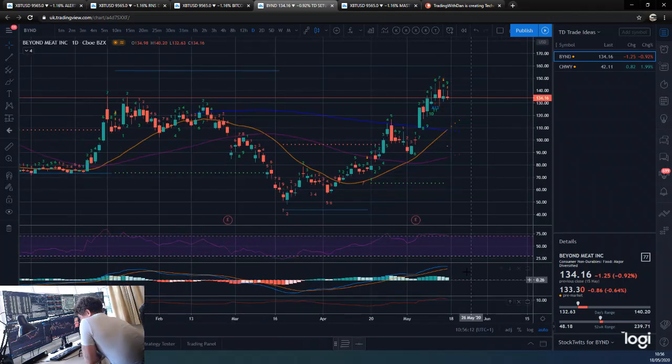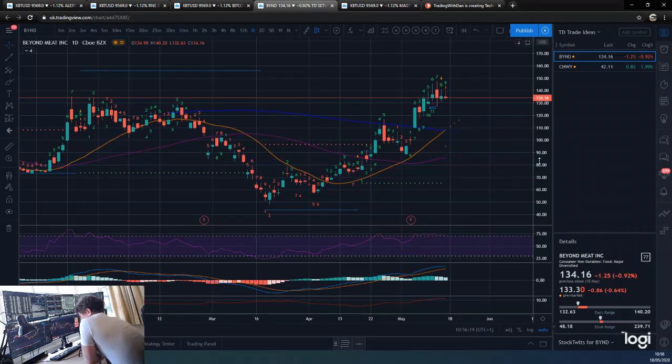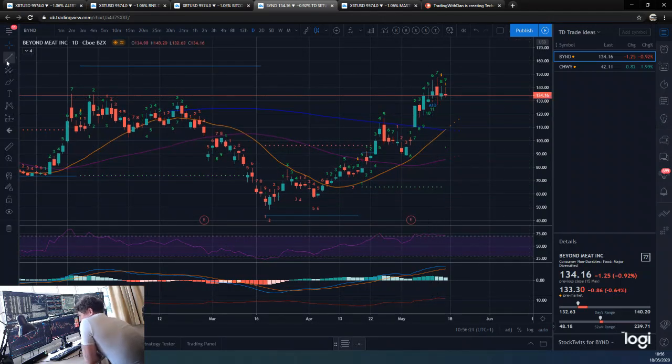It's looking toppy. RSI looks like we're moving down out of this overbought zone. MACD looks like it could start to come down. This is looking like a sell. I would probably say, let's not have the arrow, let's have a regular line.